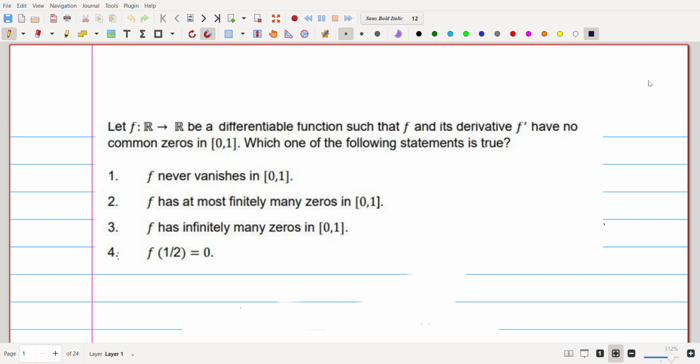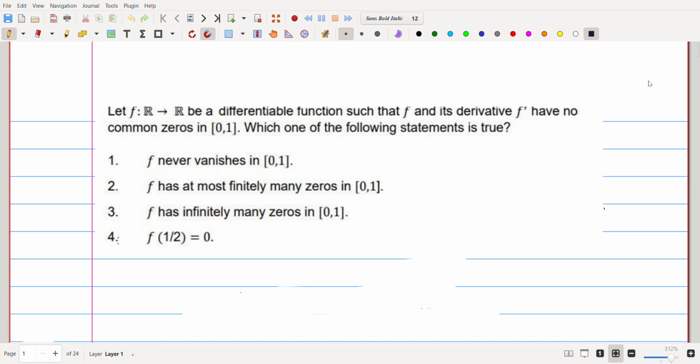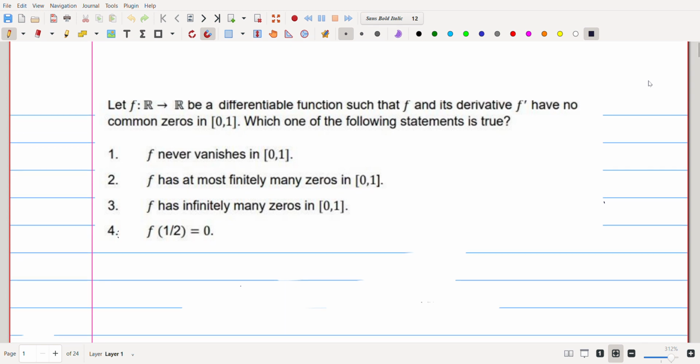So today I am going to discuss the CSIR NET December 2023 real analysis solution. The first question says: let f from R to R be a differentiable function such that f and its derivative f prime have no common zero. Then which of the following statements is true?